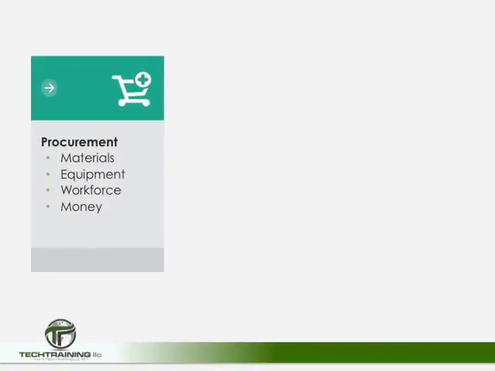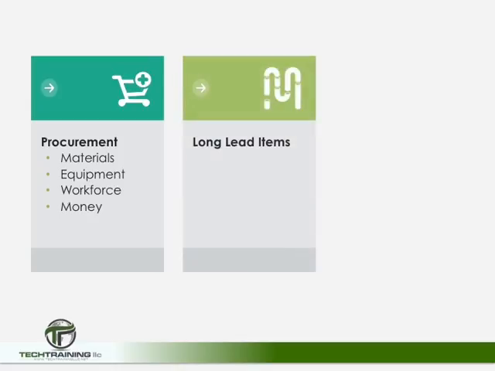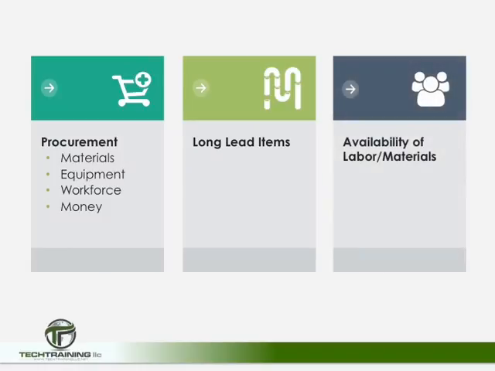Another activity that has to be considered is procurement. This means getting the materials, the equipment, the workforce, and the money to construct the project. Now, though this may seem simple, you also have to consider long lead items and the availability at the local level for local labor. And what about local materials? All of these items have to be considered. Think about this. If there's a big project going on down the street from your project, where do you think the materials supplier is going to deliver?